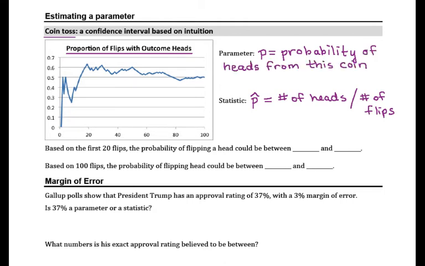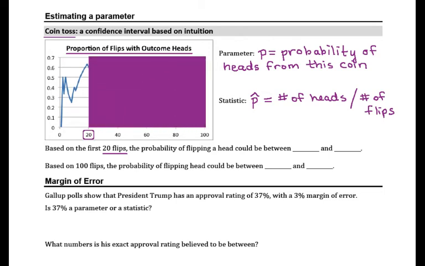So here's what we're going to do. First, look at just the first 20 flips. On the first 20 flips of this coin, we're going to pretend that we cannot see the rest of this graph. So everything after 20 we will not let ourselves look at. And just based on this rather volatile graph that we see up to the first 20 flips, we're going to estimate what we think the probability of flipping a head could be between. We don't know very well, but we do know that it's not 0, and we do know that it's not 1 because we do see some other values showing up here.